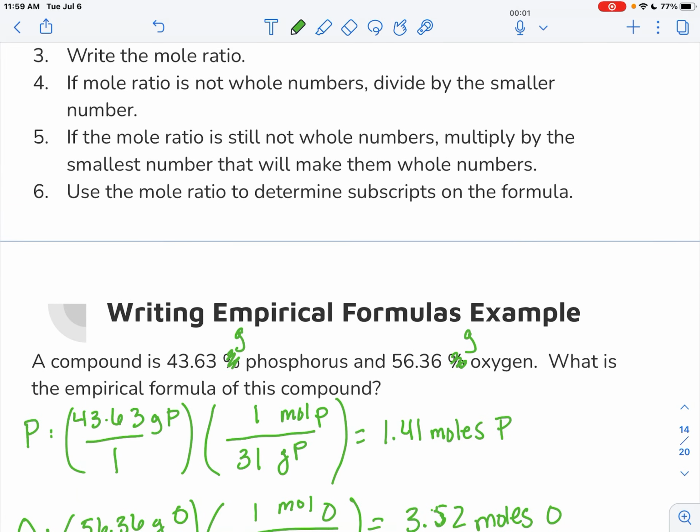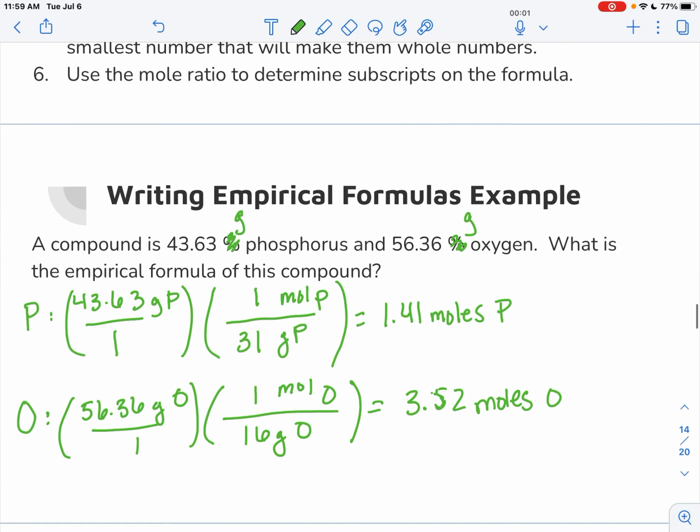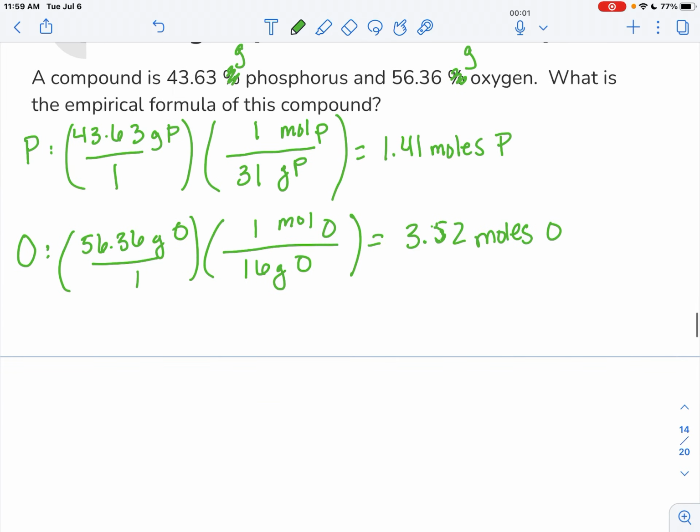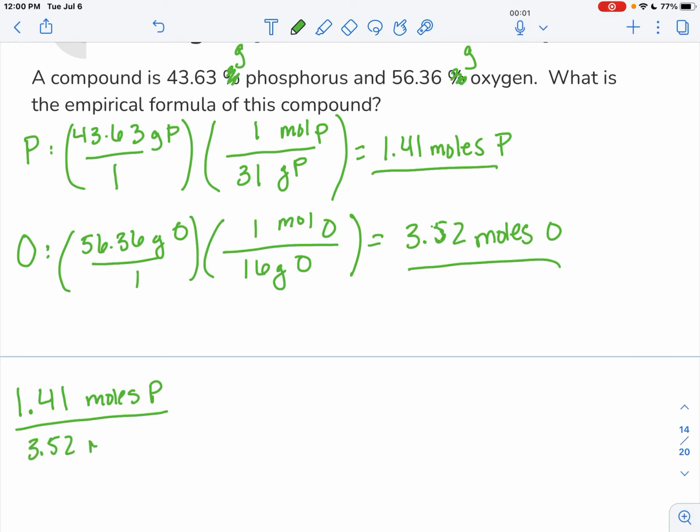Step number 3 says to write the mole ratio. I usually like to write these as fractions, okay? So all I'm going to do is take these two numbers and make them a fraction. So I'm going to put 1.41 moles of phosphorus over 3.52 moles of oxygen, okay? You can write the ratio like the other way of writing ratios, but it just makes sense to do it as a fraction.